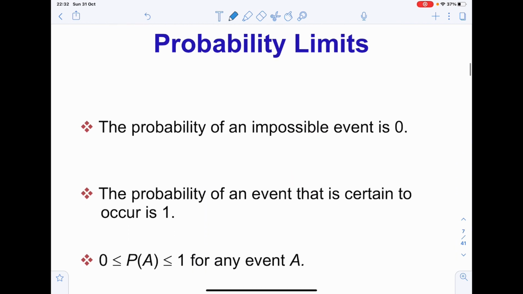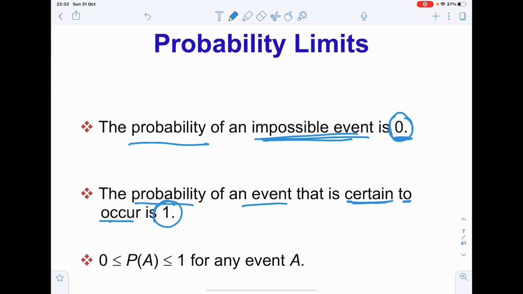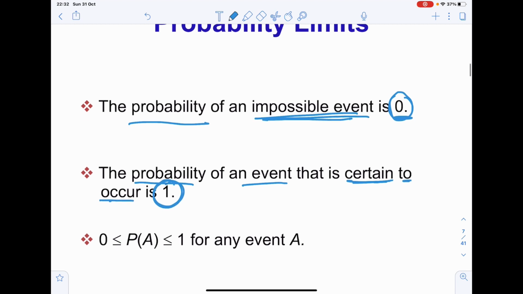Okay, so the probability limits: the probability of an impossible event will be 0. The probability of any impossible event is 0. But the probability of an event that is certain to occur is 1. So in general the probability of any event will be bounded between 0 and 1. If it's impossible it will be 0, and if it's 100% to occur, it would be 1. So this is for any event A.